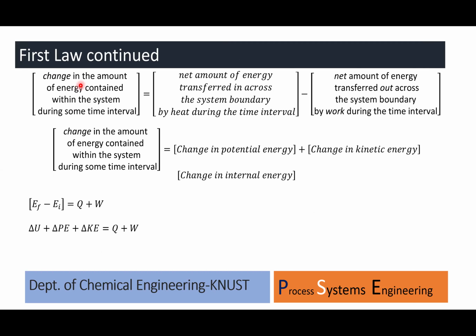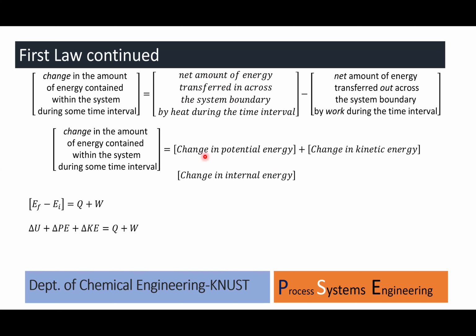So the first law, we can say that the change in the amount of energy that the system has is equal to the net amount of energy transferred by heat minus the net amount of energy transferred by work. And that same change in the energy within the system, remember we said this yesterday, we can consider as potential energy, kinetic energy, and internal energy. So since these two are equal, everything on the right hand side will be equal.